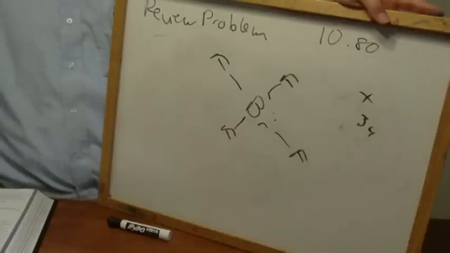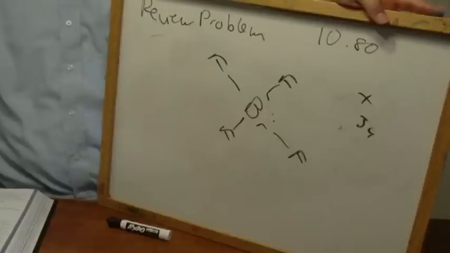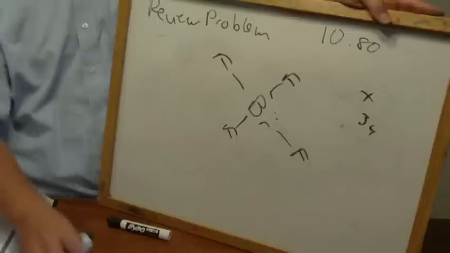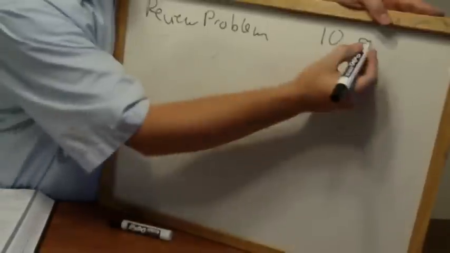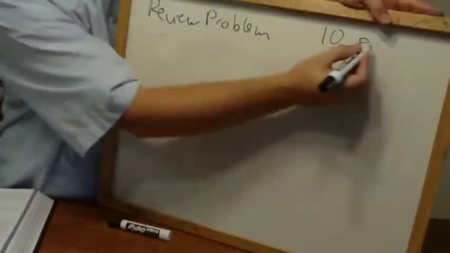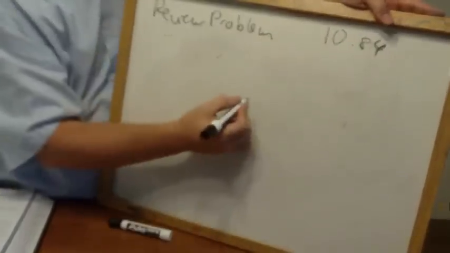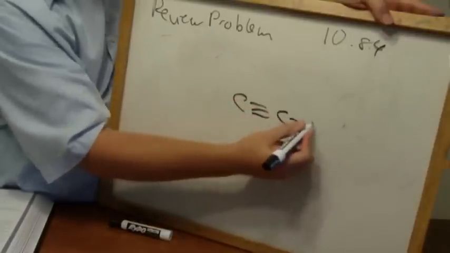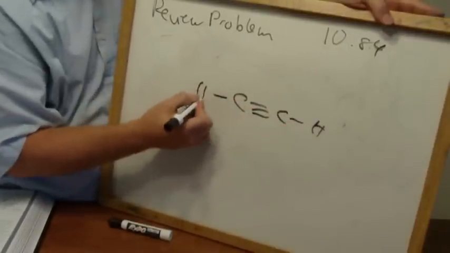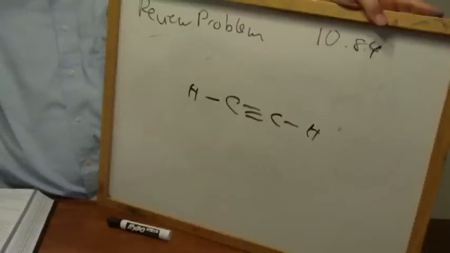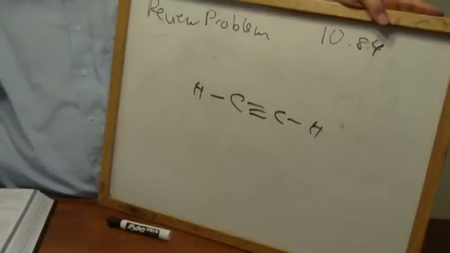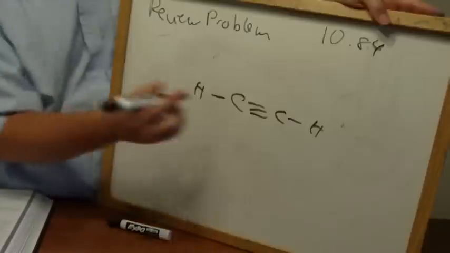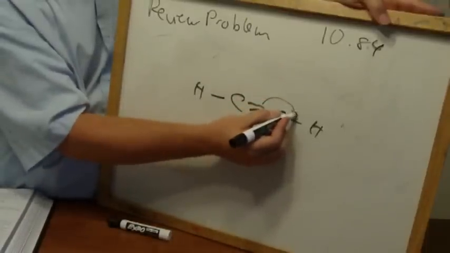All right, 1084. Ethine, more commonly called acetylene, is a gas used in welding. It has a Lewis structure. HCCH, the triple bonds, the 1082 here. Wait, that was 1082, so now we're on 1084. H, C, triple bond, C, H. What would you expect the HCC bond angle to be in the molecule? So the bond angle from here to here.